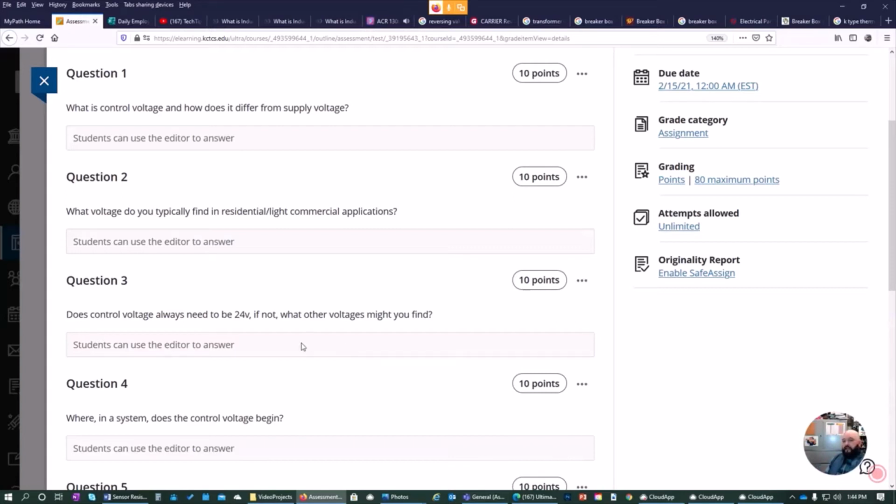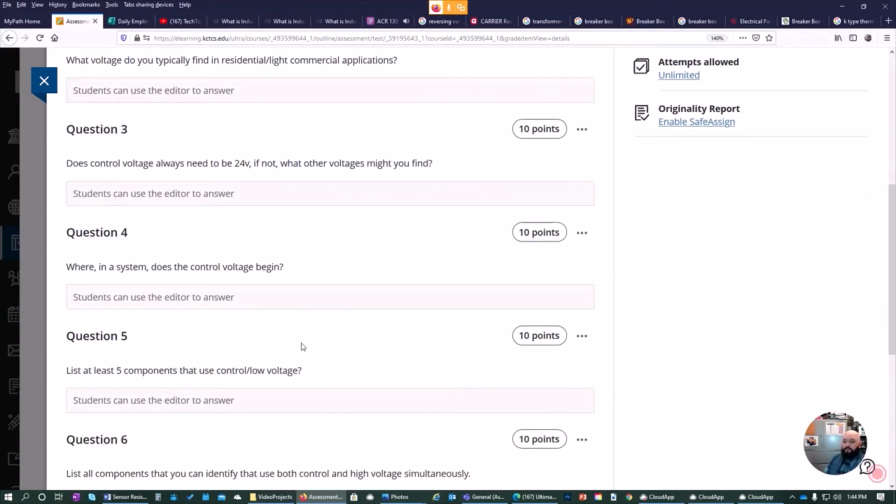99% of the time on commercial applications it's 24 volt AC. If you have anything that modulates, it's 24 volt DC. In commercial and refrigeration, it can be much higher, usually no higher than 240 volts, AC or DC. But 90% of the time, 24 volts. Don't assume, look at the data tag.